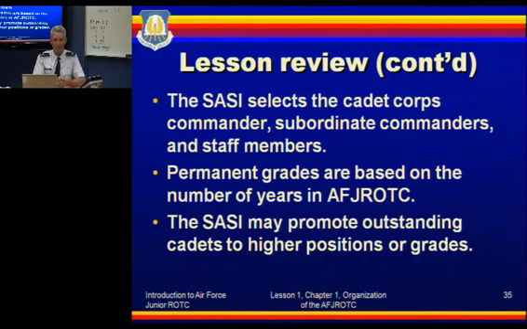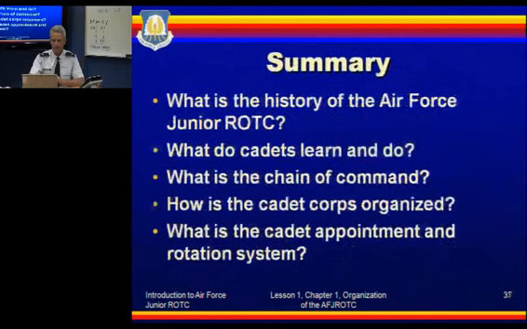I'm pretty sure that we're the only junior ROTC out of 3,500 in the world that has just officers. It just doesn't exist. Some other units may have 3 and 4 instructors, and they'll have 2 officers and maybe 2 enlisted or something like that. But we are very, very rare. There's no one else that has just 2 officers. We got a waiver for that. All righty. So there's a summary, and that is lesson 1 of chapter 1.